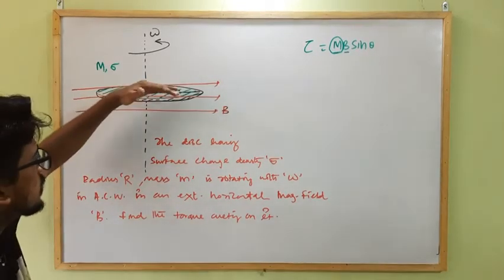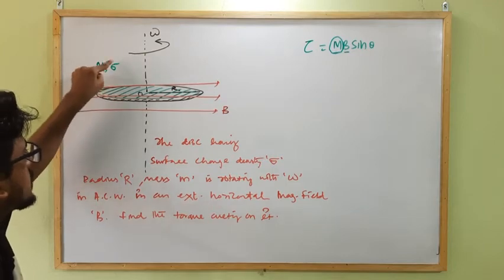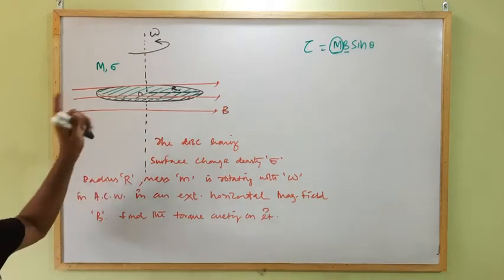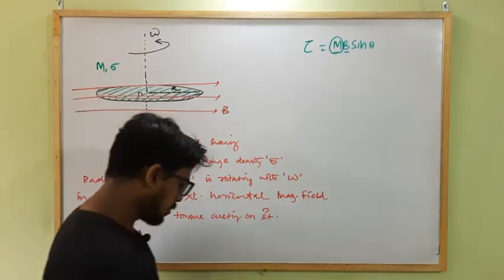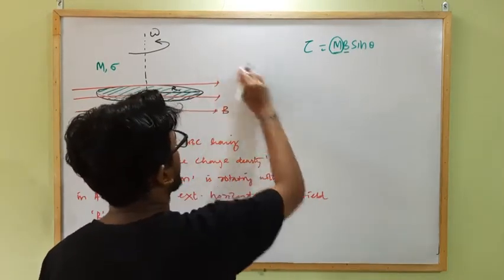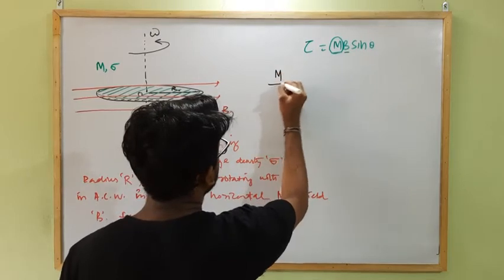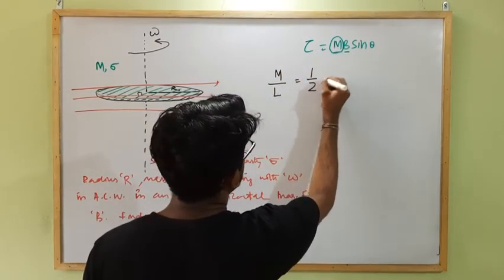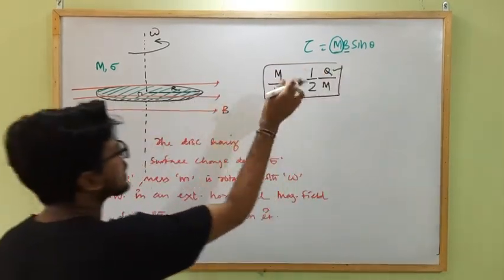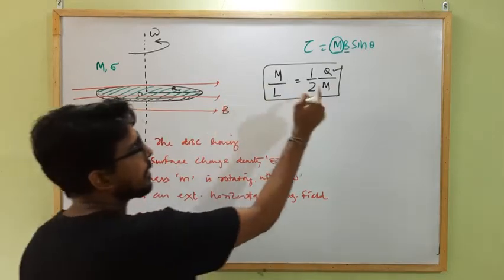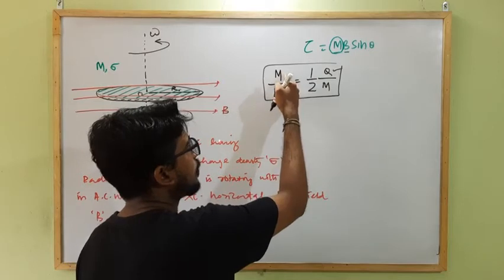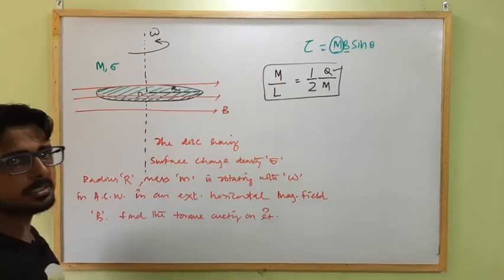As this is a solid substance having mass m and surface charge density sigma, of radius r, rotating with omega, what is the magnetic dipole moment? Just remember that I already told you in the case of the Bohr magneton that the ratio of magnetic moment and angular momentum is equal to half q by m. Here q is the total charge associated with the substance, m is the mass of that substance, M is the magnetic dipole moment, and L is the angular momentum of that substance about the axis it is rotating.